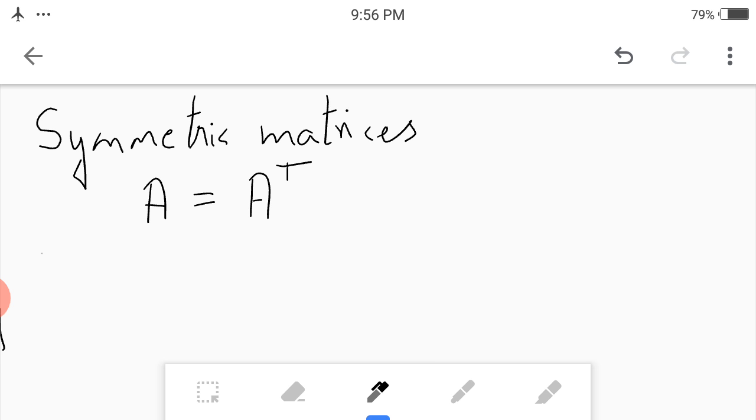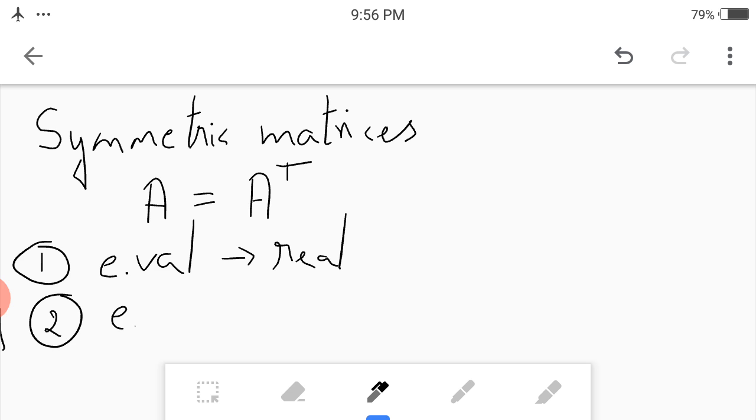So the first point deals with eigenvalues of symmetric matrix. Eigenvalues of any given symmetric matrix are always real. They are real valued. Okay. The next point is about eigenvectors. For any given symmetric matrix A, the eigenvectors are perpendicular to each other, or in other words, you could say they are orthogonal to each other.